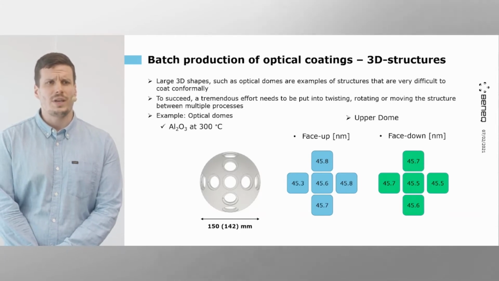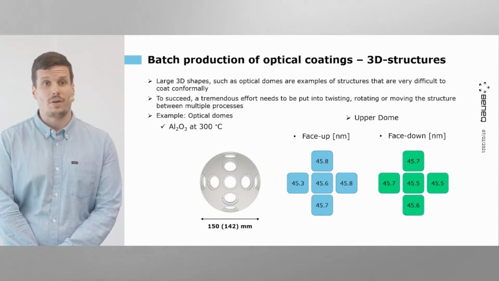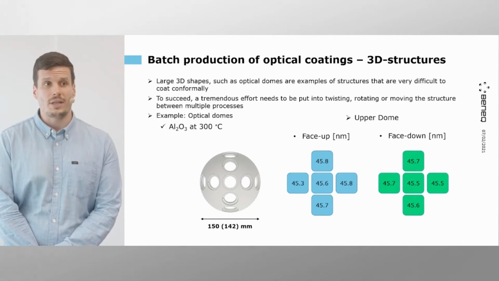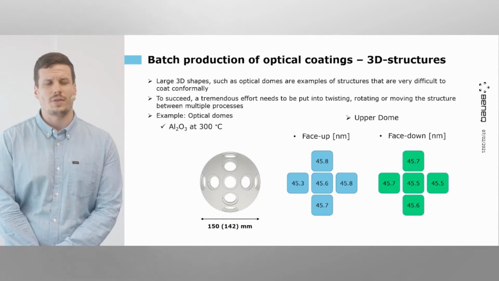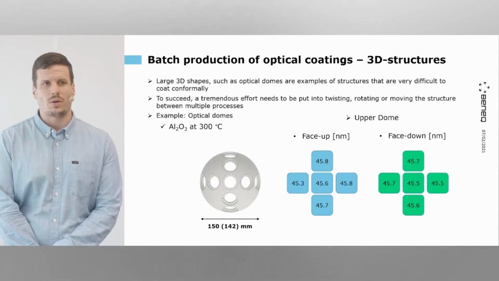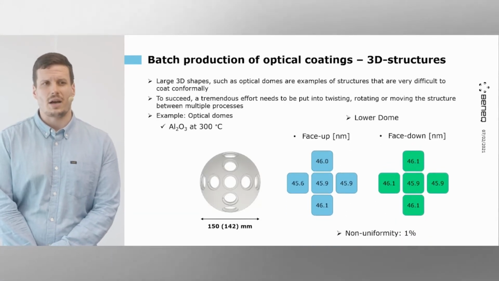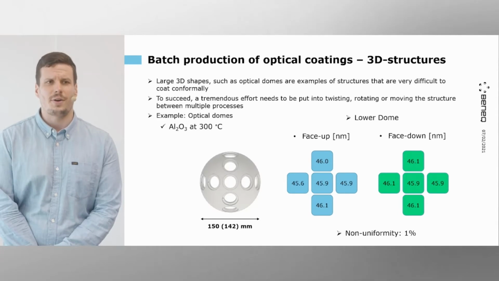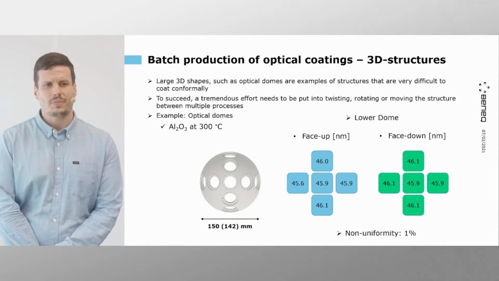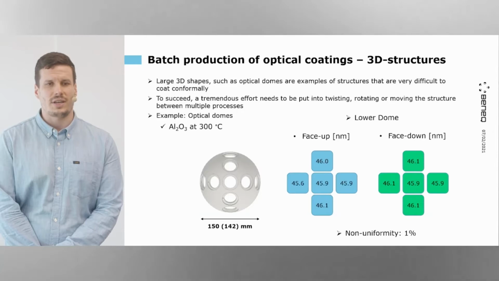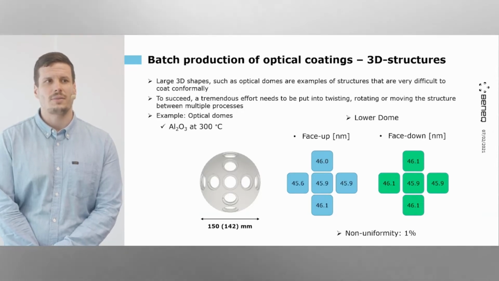On the upper dome, we can have very conformal and uniform layers, both on the face up and the face down samples. This means that also on the underneath, as well as on the top side of the dome, there is a very conformal coating. If you take a look at the lower dome, the results are basically identical, with slightly thicker film throughout the dome. If you calculate the non-uniformity for this kind of configuration, the value is as small as 1%. Already a very good result.